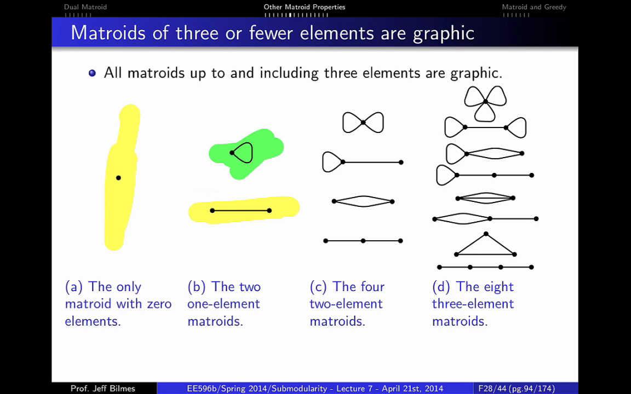There are four 2-element matroids. So here's one where everything is independent. Here's one where there are parallel edges. Here's one where you've got 1 loop and 1 element that has some rank, and here's one where you've got 2 loops. So both of those elements have rank 0.